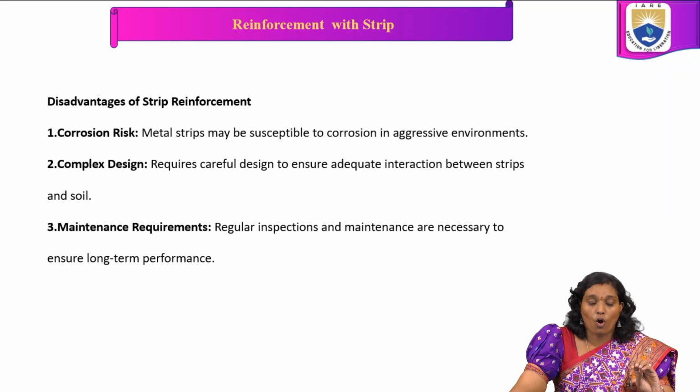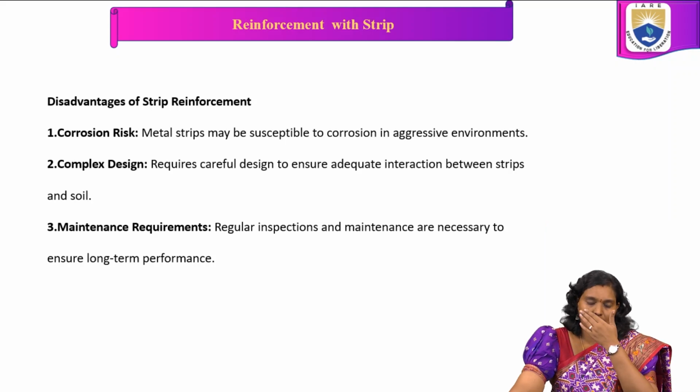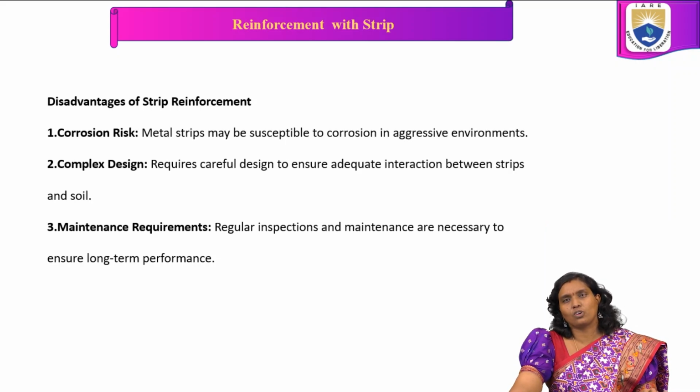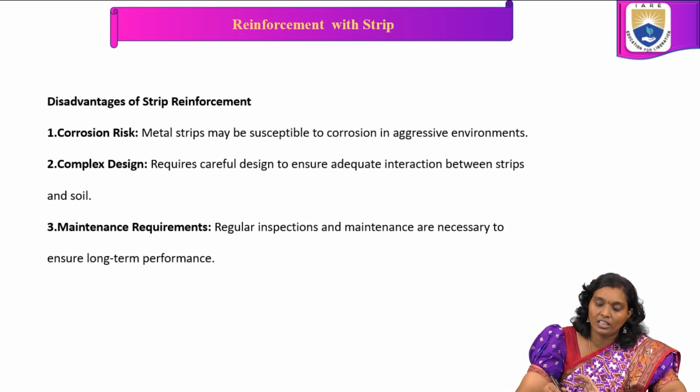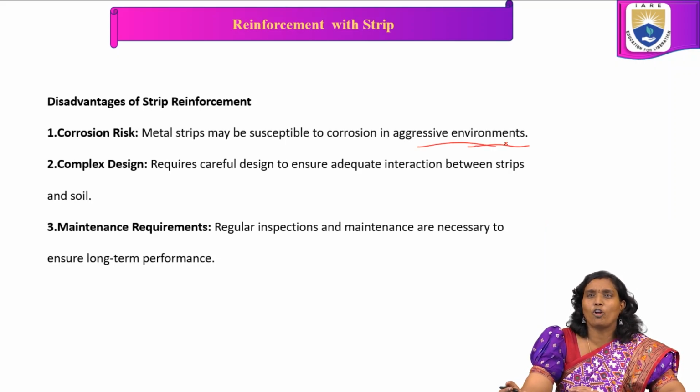Corrosion risk, complex design, and maintenance requirement are the few disadvantages. These are some of the disadvantages of this strip reinforcement. In this, metal strips may be susceptible to corrosion in aggressive environments. So it depends upon the different kinds of environment. Whenever the environment is aggressive, we use steel.